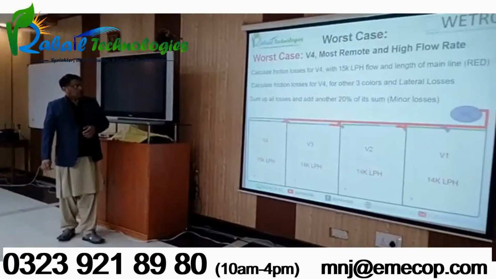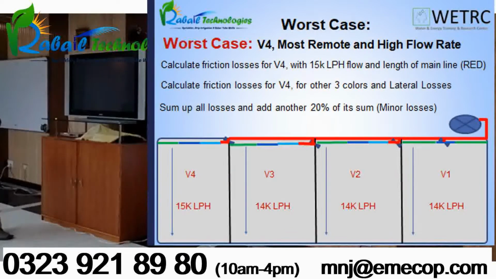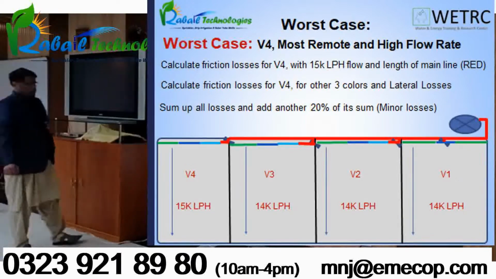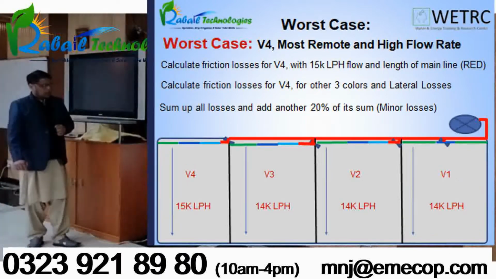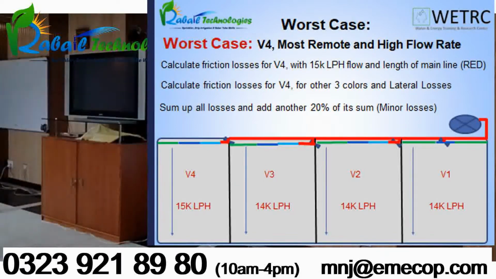Okay, so worst case is remote point and high flow. As I mentioned earlier, it's a remote point V4 and the flow in V4 is highest. So we need to design the pump for V4. By the way, what happens if V1 is 20,000 liter per hour and V4 is 10,000 liter per hour? Then what about the worst case scenario? Now we don't have any perfect worst case scenario. Now we have to look at 2 points. Number one is V1 and number 2 is V4.